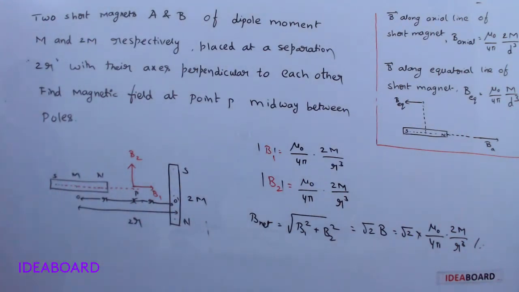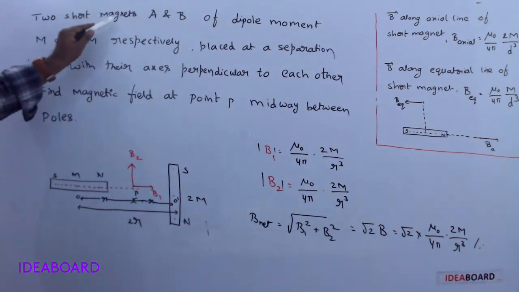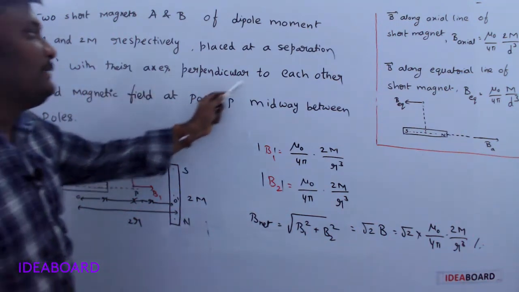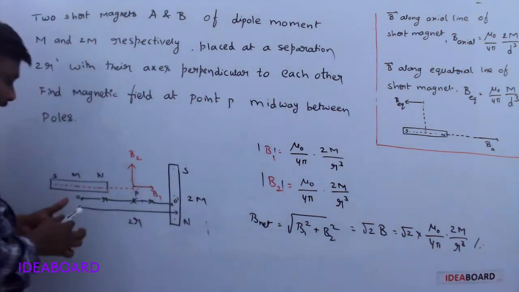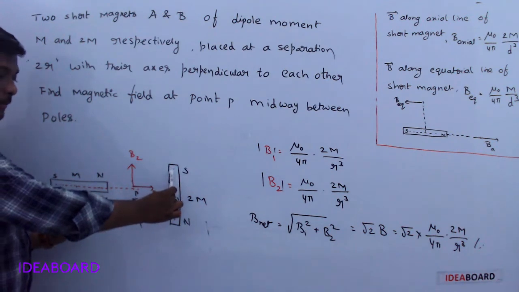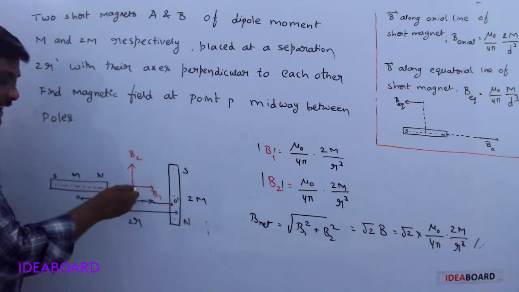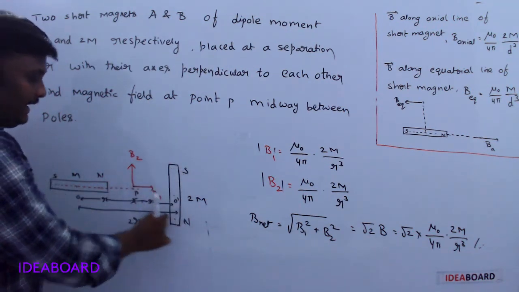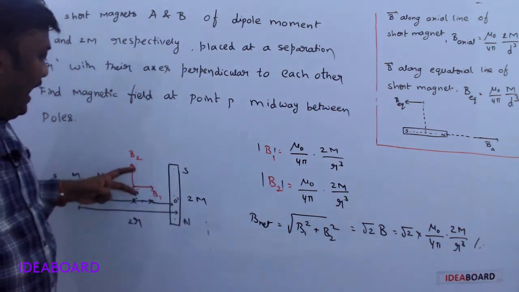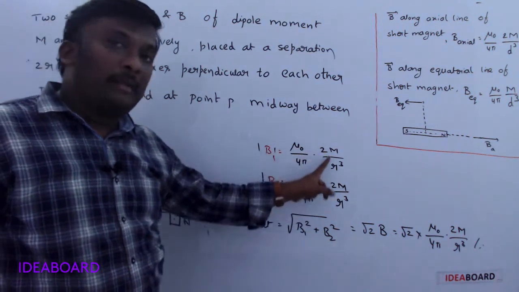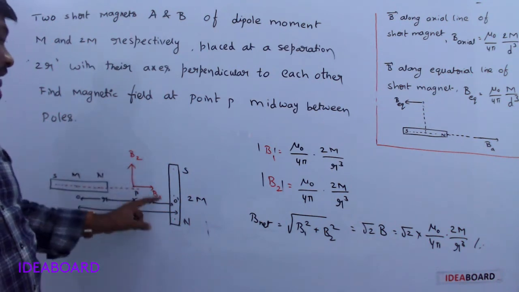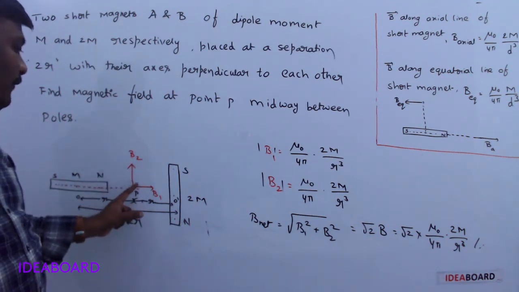Understand? One more time. Two short magnets having dipole moments m and 2m, separated by distance 2r with their axes perpendicular to each other. So one magnet is along this direction, another magnet is perpendicular to it. He was asking about the exact point P. For the first magnet it is along the axial line, for the second magnet it is along the equatorial line. Both have the same magnitude, but the directions are different. They make an angle of 90 degrees.